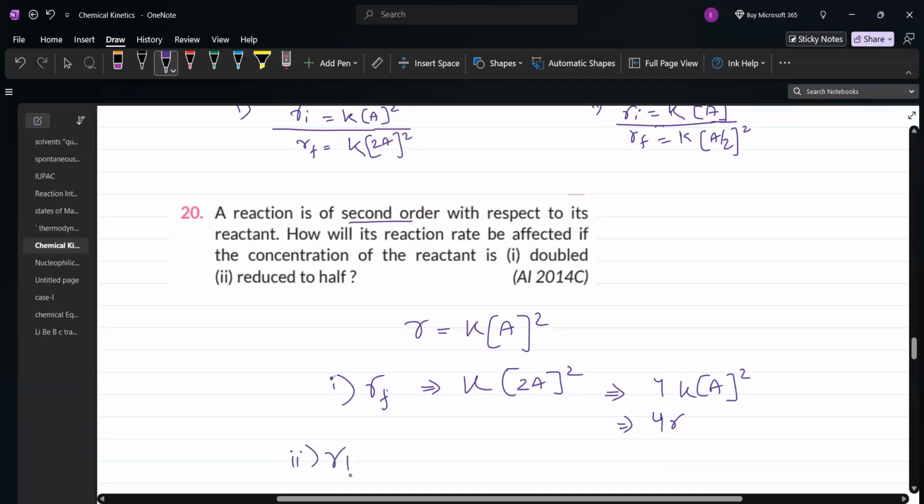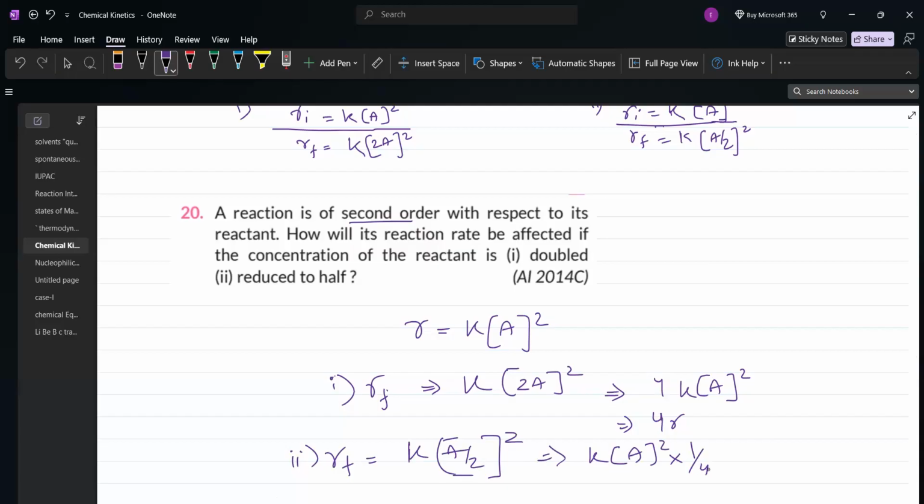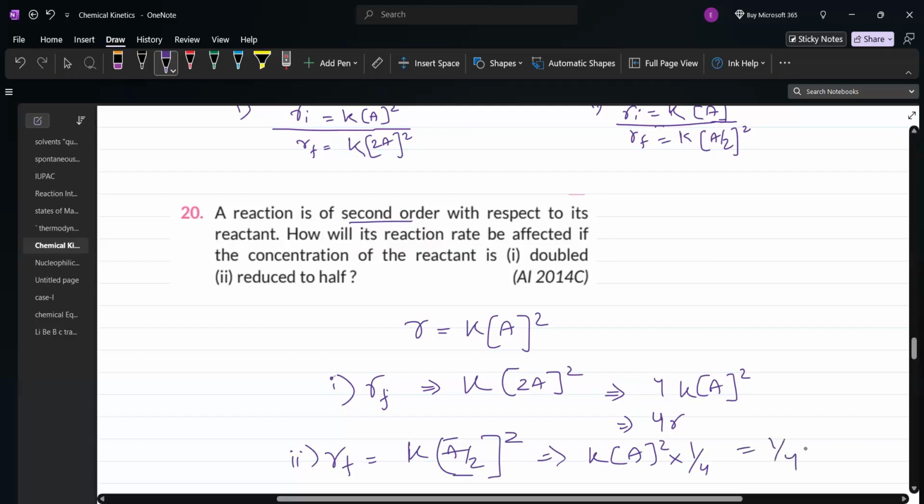And let's try this for the second part. So A is becoming A by 2, right? The concentration is becoming half. So what will it come to? K A square, however, multiplied by 1 by 4, right? Yes, sir. So finally, we can say 1 by 4 of this rate of reaction, right? Kindly note this down.